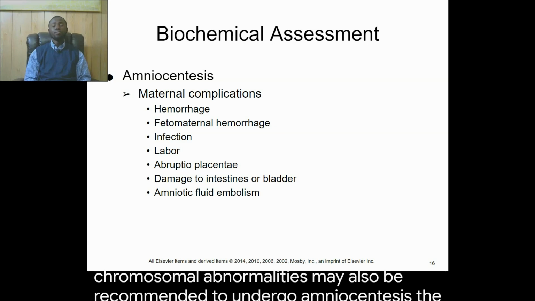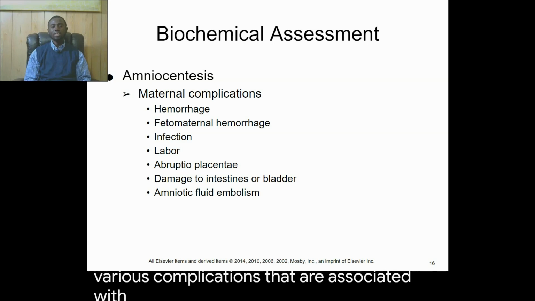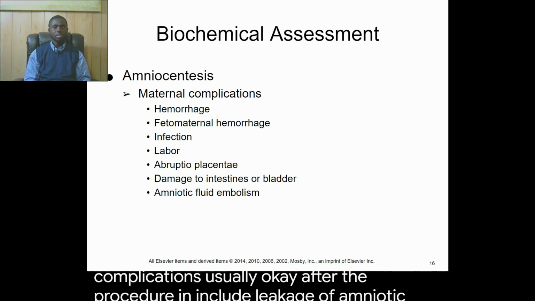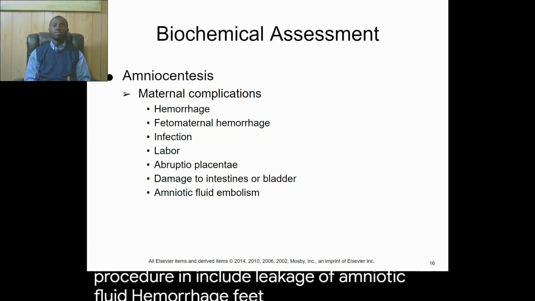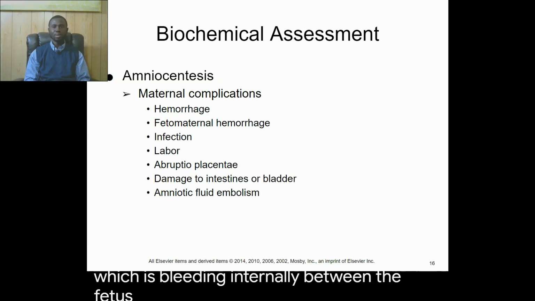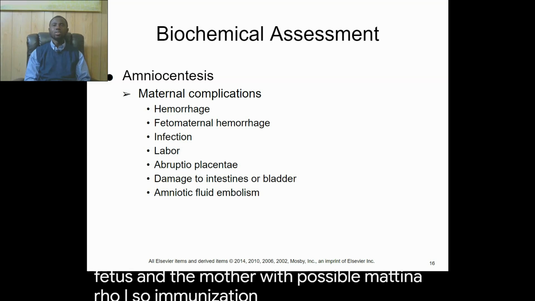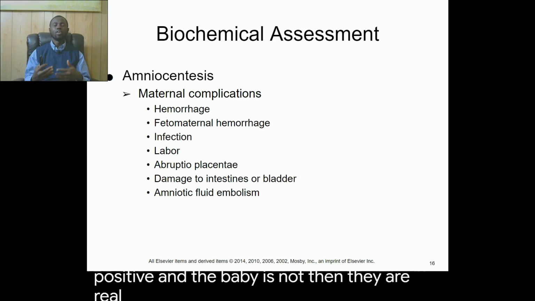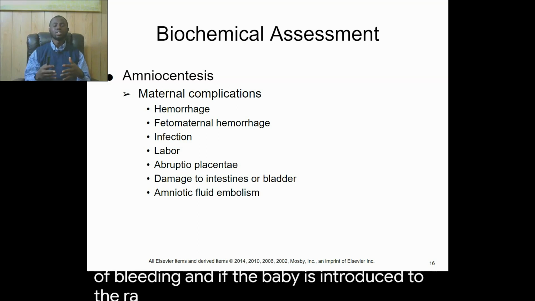There are various complications that are associated with amniocentesis. Maternal complications usually occur after the procedure and include leakage of amniotic fluid, hemorrhage, fetal-maternal hemorrhage, which is bleeding internally between the fetus and the mother, with possible maternal Rh isoimmunization. So if the mother is Rh negative and the baby is Rh positive, then there is a risk of the mother forming antibodies if the fetal blood enters her circulation.